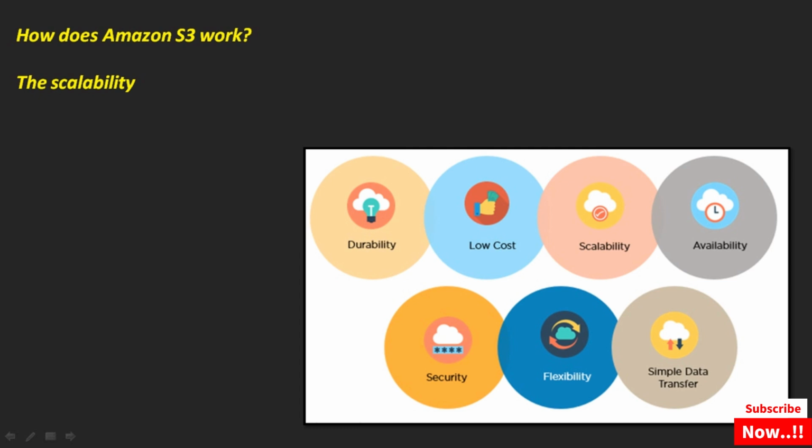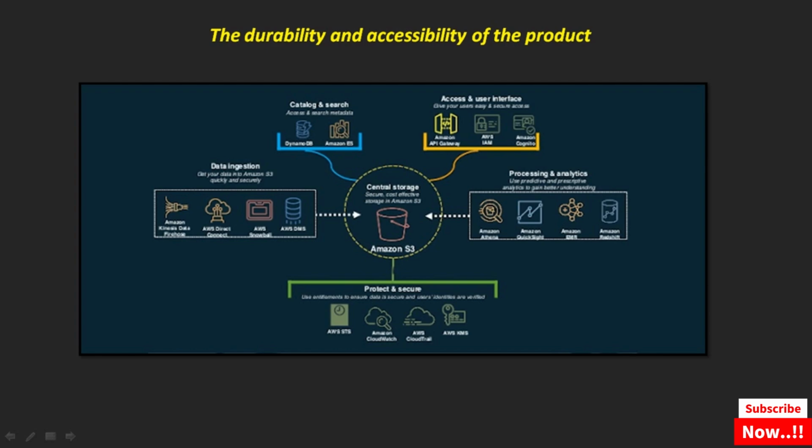The durability and accessibility of the product next we need to discuss now. As AWS says, Amazon S3 is designed to last 99% level. It means storing data for millions of applications for companies all over the world. It automatically creates and stores your S3 objects across multiple systems, so you have access to your data whenever you need it. What about keeping things organized at a low cost?